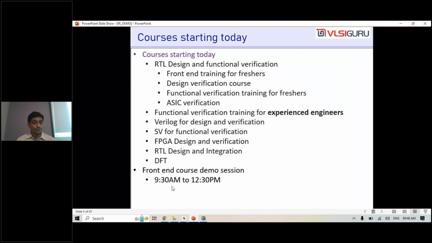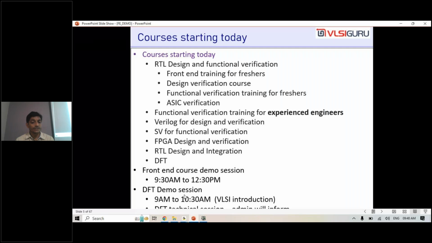And the demo session, as you know, is from 9:30 to 12:30 p.m. We'll also have a DFT demo session post lunch. Maybe it could be today, or in some cases it could be tomorrow. In case you are looking for the DFT demo session, our admin will inform you the schedule. And if some of you are looking for the FPGA course, let us know. There will be a separate demo session for that. And even for the RTL integration course, there will be a demo session. Please connect with our admin, he will let you know the schedule. So this is a brief about the different courses we are starting today.